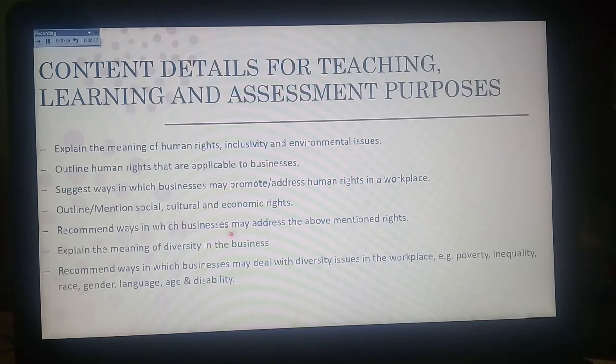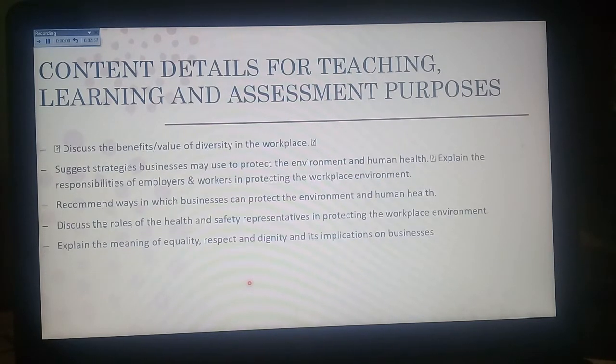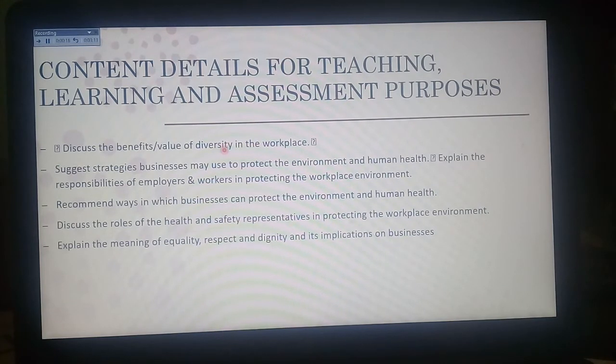Recommend ways in which the business may address the above mentioned rights, and also explain the meaning of diversity in the business. Recommend ways in which the business may deal with diversity issues in the workplace, for example poverty, inequality, gender, language, age, and disability. All right. Again, you may carry on reading whereby we are discussing the benefits or values of diversity in the workplace, such as strategies that a business may use to protect the environment and human health, and explain the responsibilities of employers and workers in protecting the workplace and environment.